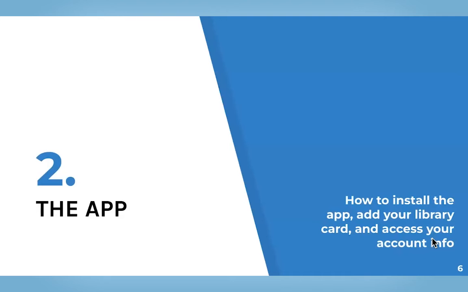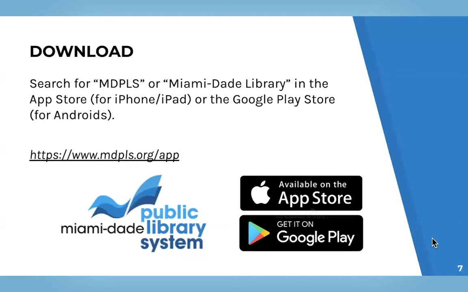So we're going to talk about how to install this, how to get your library card set up on that and all of that. And that is downloadable from the Apple App Store if you have an iPhone or an iPad, and from the Google Play Store if you have an Android smartphone or tablet. So that's Samsung, LG, Google Pixel, whatever you may have. That's the system you're running on, and that's where you're going to download the app from.